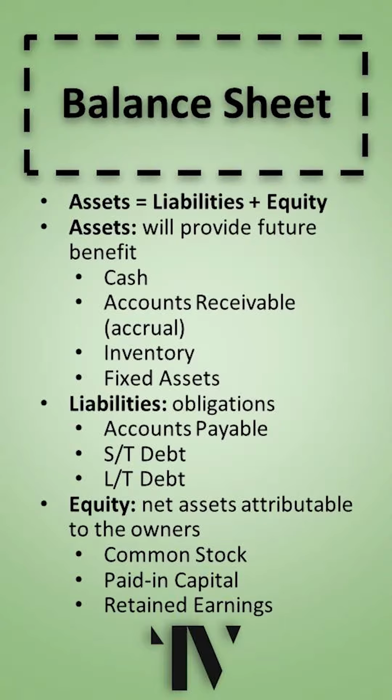A liability is the opposite, something your company owes to another party. Examples of liabilities include accounts payable and any debts owed. Equity is the net assets attributable to owners. Examples of equity include things like common stock, additional paid-in capital, and retained earnings. Retained earnings is just an accumulation account of prior year's earnings.